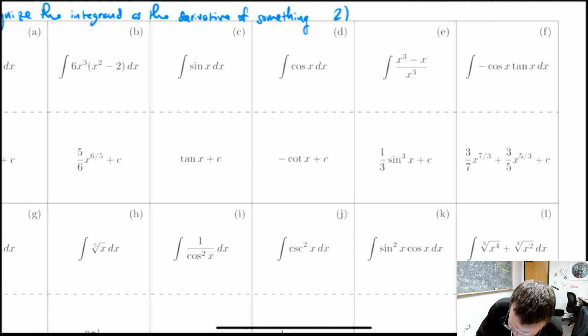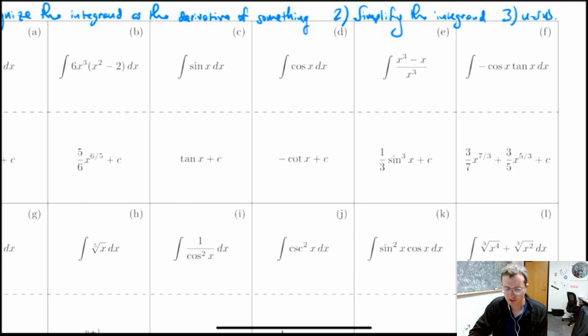The second method, which you'll see in a few of these dominoes, is that you need to simplify the integrand. And the third method is U substitution.